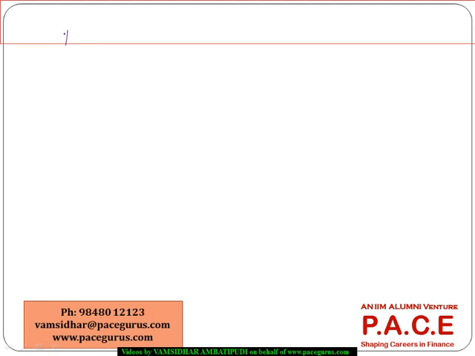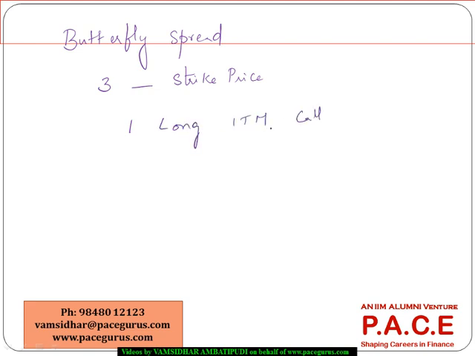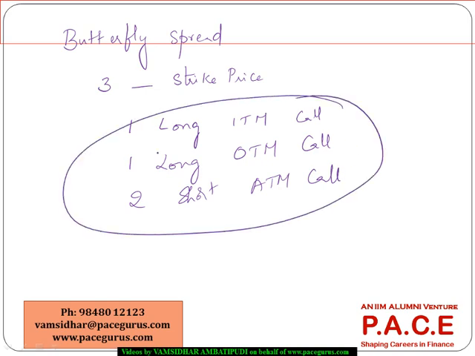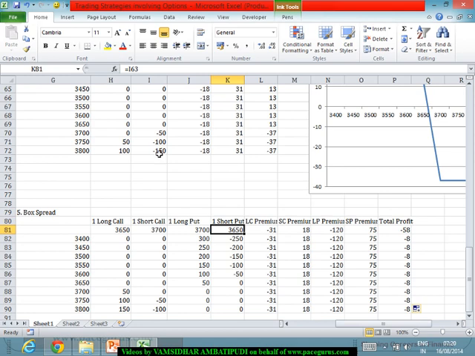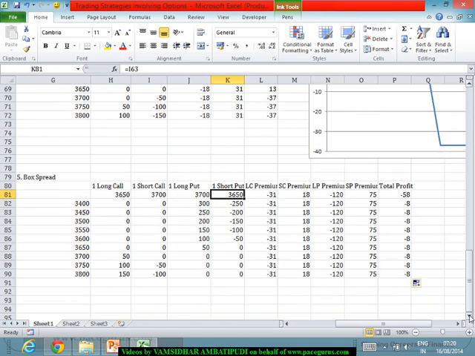Then the other one I'm looking at is a typical butterfly spread strategy. Here we take 3 strike prices. We talk about one long ITM call, one long OTM call, and 2 short ATM calls. This is what is called a butterfly spread strategy. So let's see how this strategy is going to work out for me.